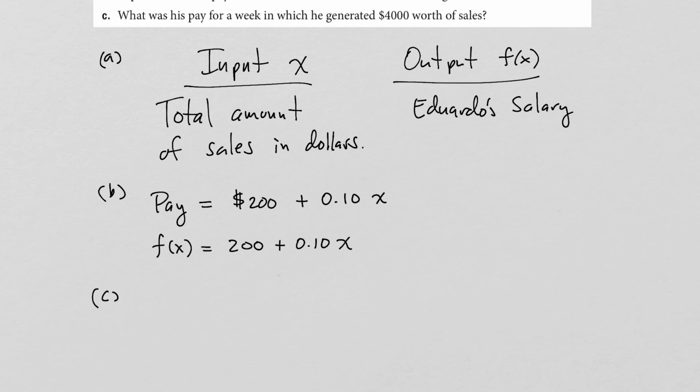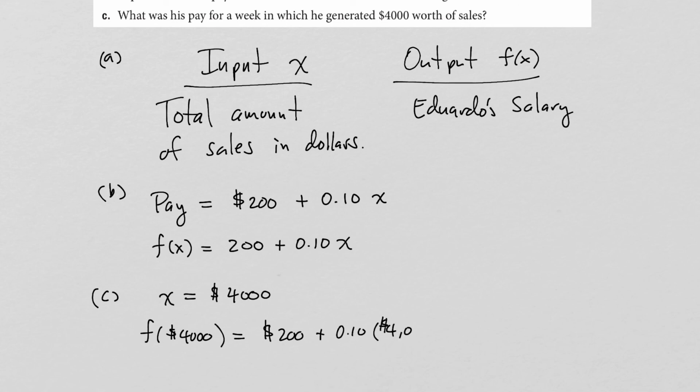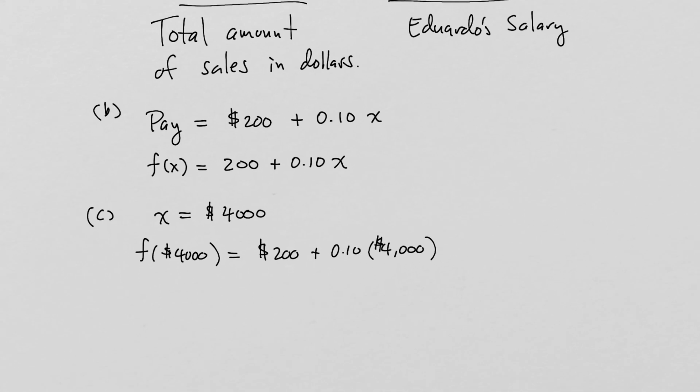And then for part C, it says, what was his pay for a week in which he generated $4,000 worth of sales? So they're telling us that X is $4,000. So his pay is going to be f of $4,000, which is $200 plus 0.10 times $4,000. And if you do the math on this, this is $200 plus 10% of 4,000 is $400, and this is a total of $600.